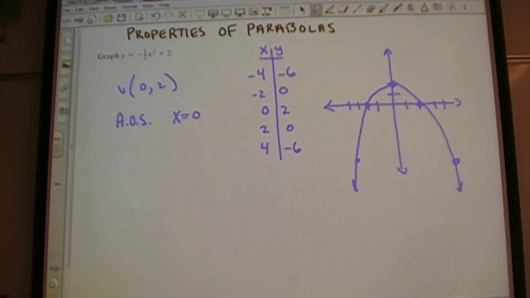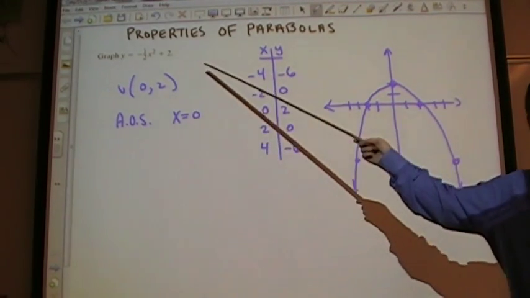The first thing we should be able to tell is the vertex. Who remembers standard form? What is standard form? y equals ax squared plus bx plus c. Notice here in this example there's no B value.